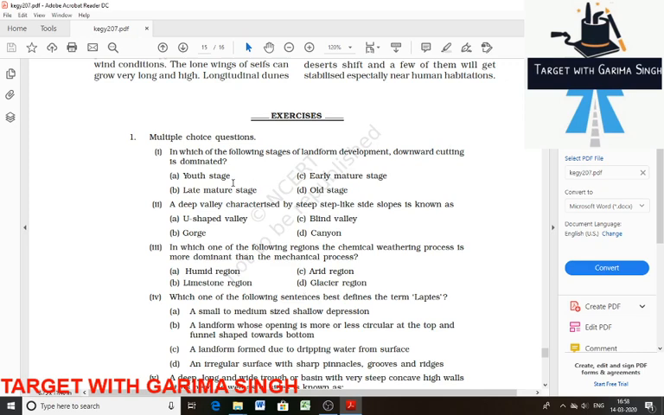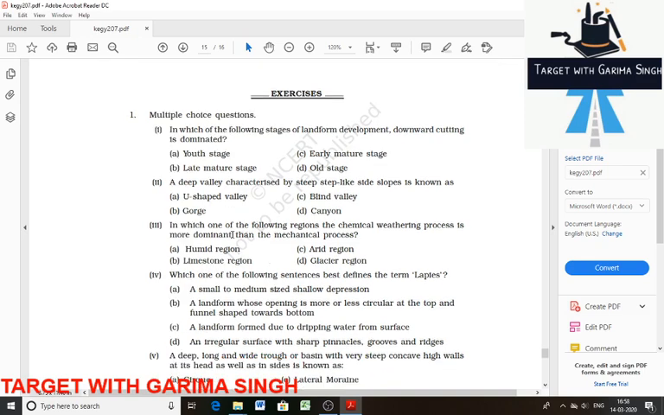In which of the following stages of landform development is downward cutting dominant? It's the youth stage. A deep valley characterized by step-like side slopes is known as a canyon.